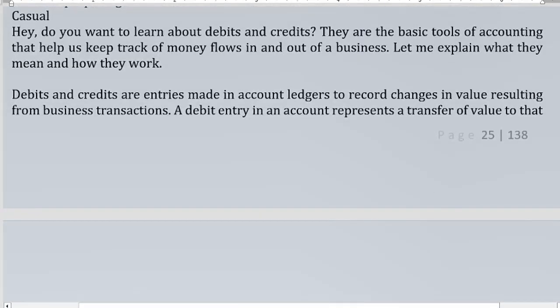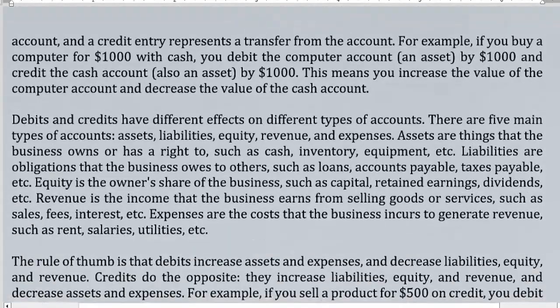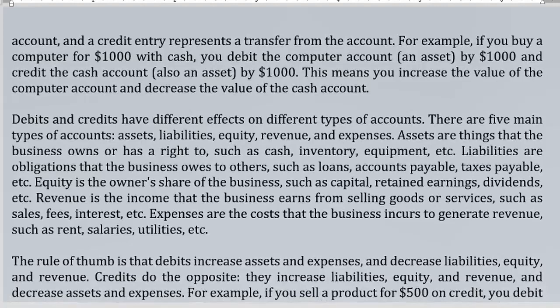Debits and credits are entries made in account ledgers to record changes in value resulting from business transactions. A debit entry in an account represents a transfer of value to that account, and a credit entry represents a transfer from the account. For example, if you buy a computer for $1,000 with cash, you debit the computer account, an asset, by $1,000 and credit the cash account, also an asset, by $1,000. This means you increase the value of the computer account and decrease the value of the cash account.